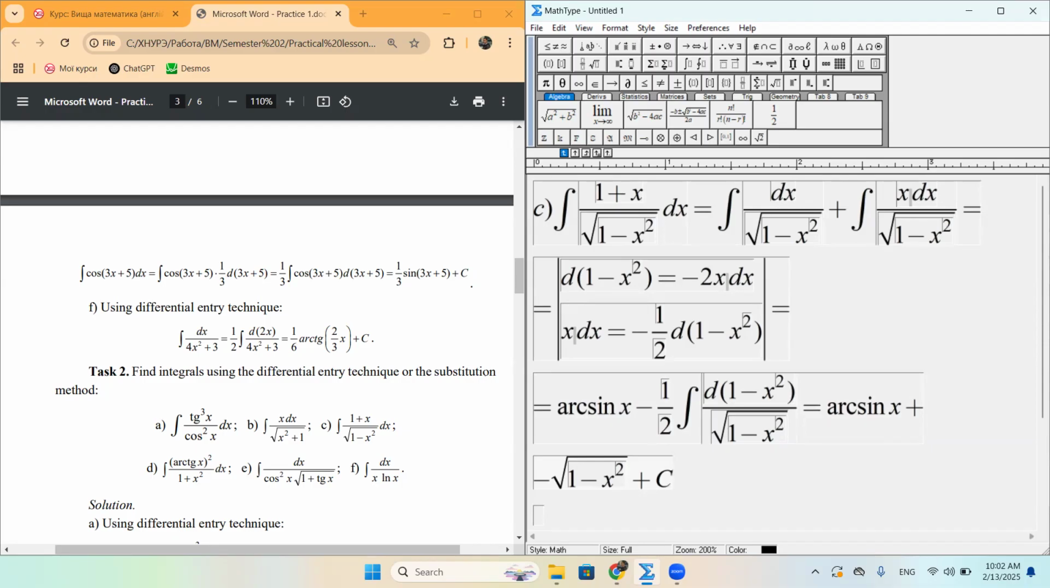So sometimes you have to combine properties of integrals with different approaches. Okay, if no questions, let's move to part C. Wait, excuse me. After arcsine x you have plus, but in the next line you have a minus. Yeah, in the next line. Thanks for your attention. Thanks. Yeah. Okay, let's move next to D.